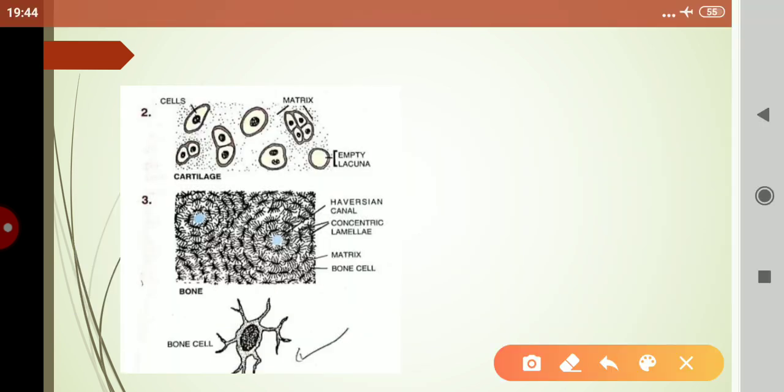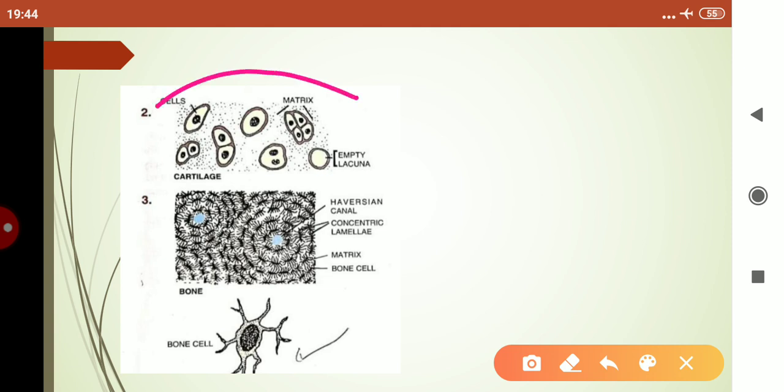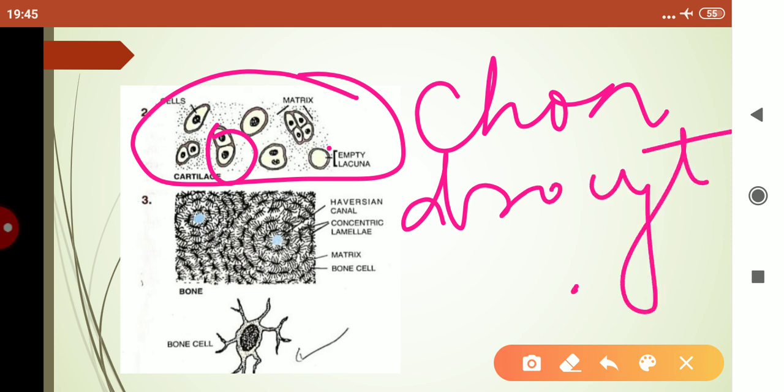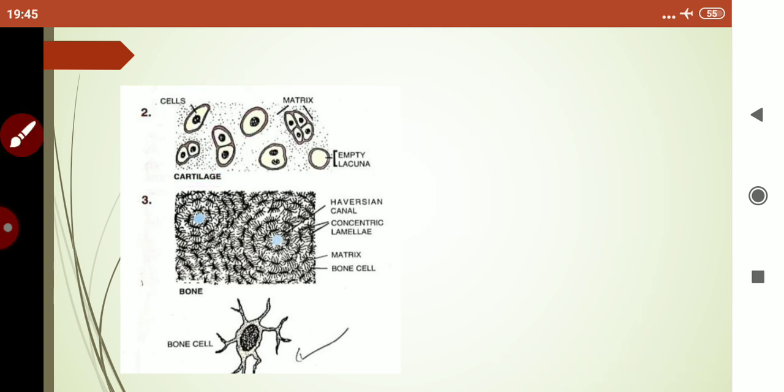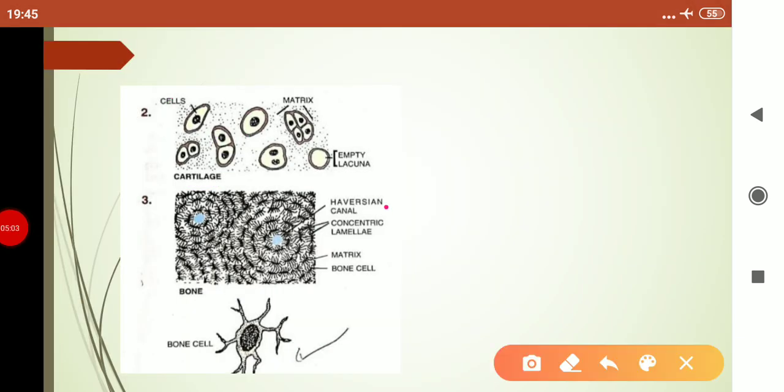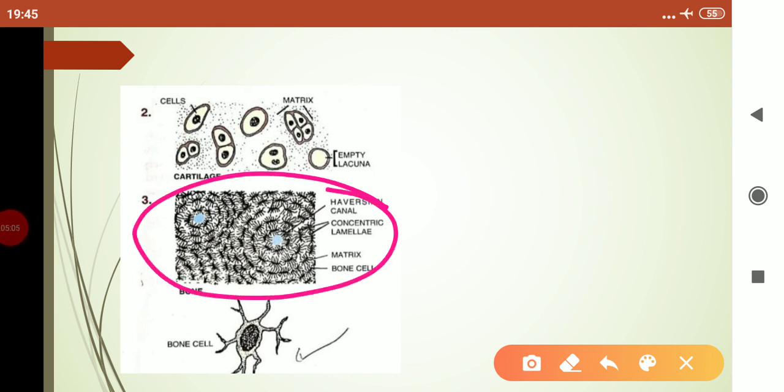Now children, here is a transverse section of a cartilage. Here an empty lacuna is there, and in this matrix the lacunae contain chondrocytes formed from chondroblast cells, the inactive version of chondroblast. Now this second one is a TS, a transverse section of bone.